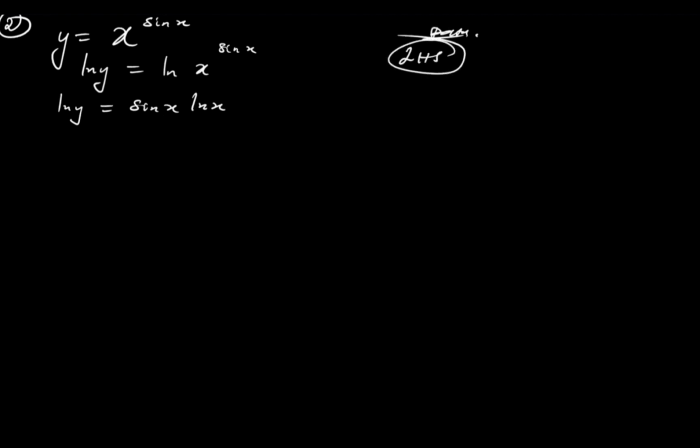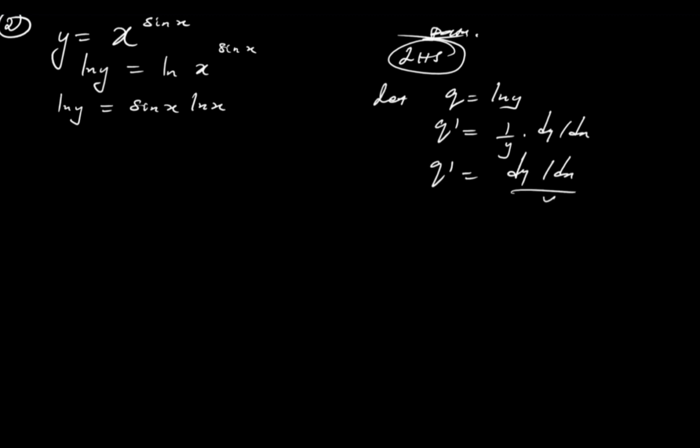So start with the left. We'll let the left be equal to q. So let q be equal to ln y. So this q prime is basically just 1 over y times dy over dx. So q prime will be dy over dx over y. So we have this guy here for q.